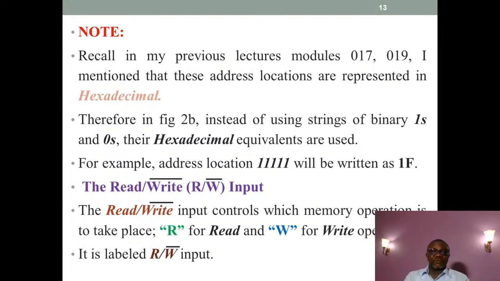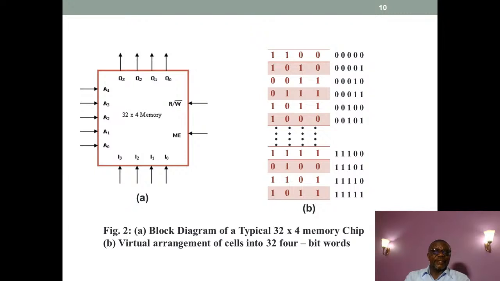Now, the read and write in that Fig 2B. Let's quickly look at Fig 2B. On the right-hand side, you see R/W bar. The meaning of that is that the terminal is enabled when a high, or a 1 bit, comes to it.